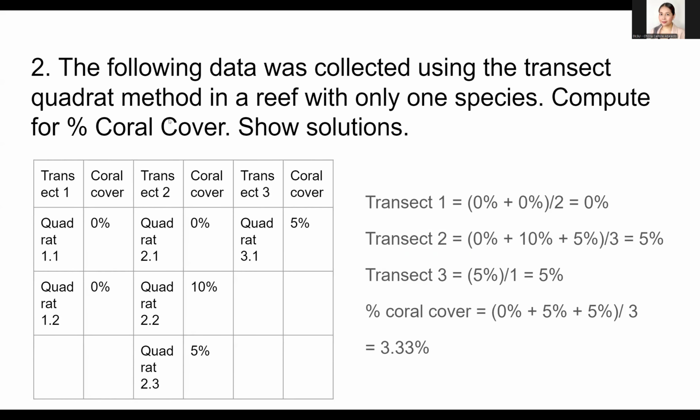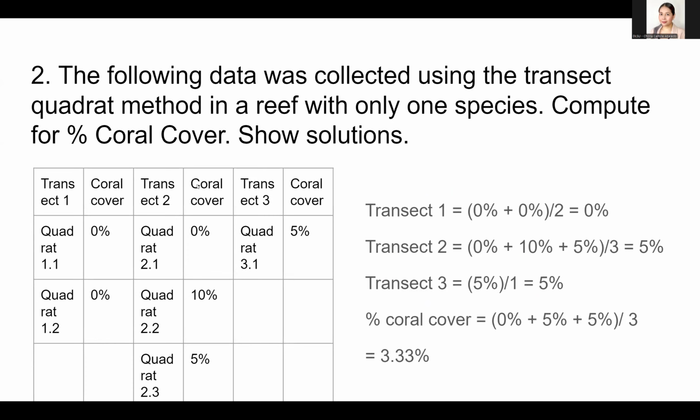So this one, you have data collected using the transect quadrat method in a reef with only one species. So you're supposed to compute for percent coral cover of the entire reef and to show solutions. So you have 3 transects, which means you have 3 replicates. Transect 1 has 2 quadrats, both with readings of 0. So 0 plus 0 divided by 2 is 0%. That's the value for replicate 1.